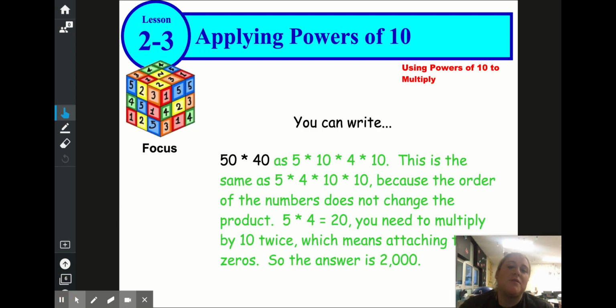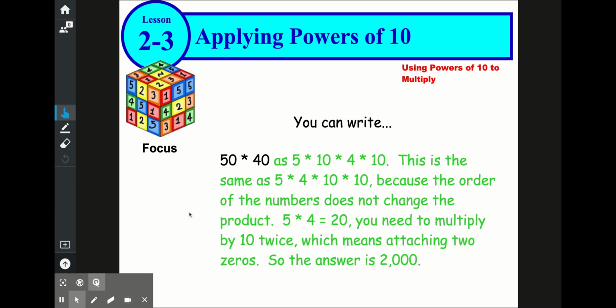You can write 50 times 40 as 5 times 10 times 4 times 10. This is the same as 5 times 4 times 10 times 10. It doesn't matter which order when you are multiplying, okay? When you are multiplying, the numbers can go into any order that you wish, and you'll still get the same product. We know that 5 times 4 is 20, and then we need to multiply that by 10 2 times, which means attaching 2 zeros. So your answer for 50 times 40 is 2,000.